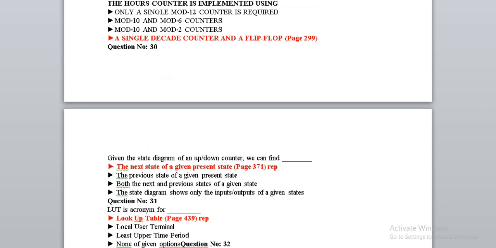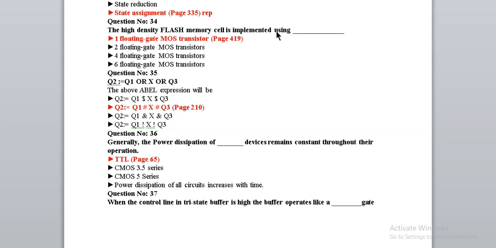The high density flash memory cell is implemented using one floating gate MOS transistor. Question 2: Q2 is equal to Q1 XOR X XOR Q. Question number 3: Q2, correct statement here.